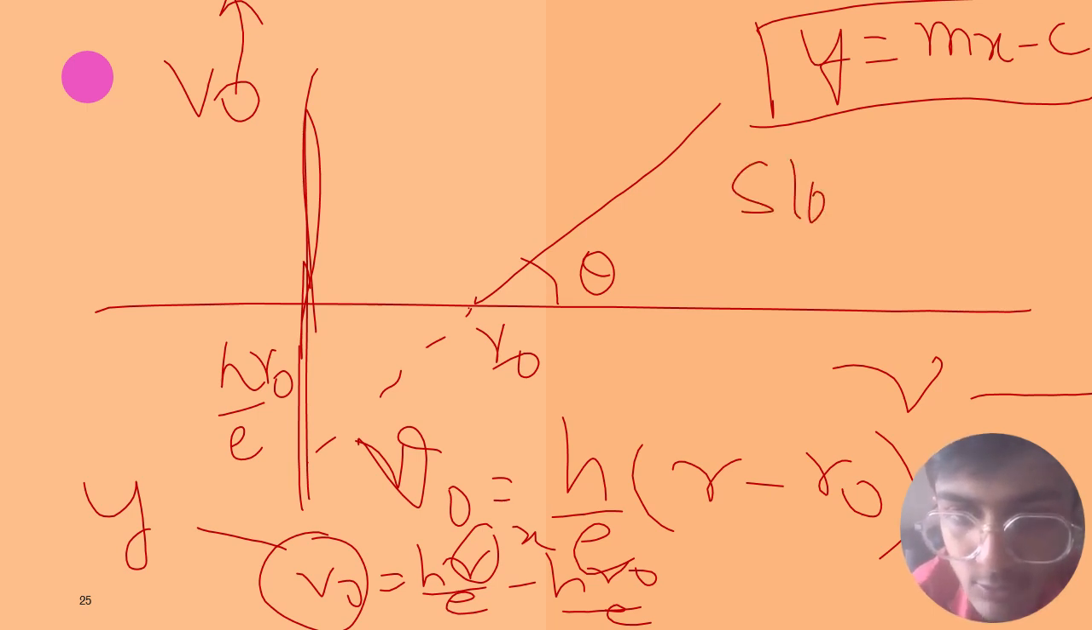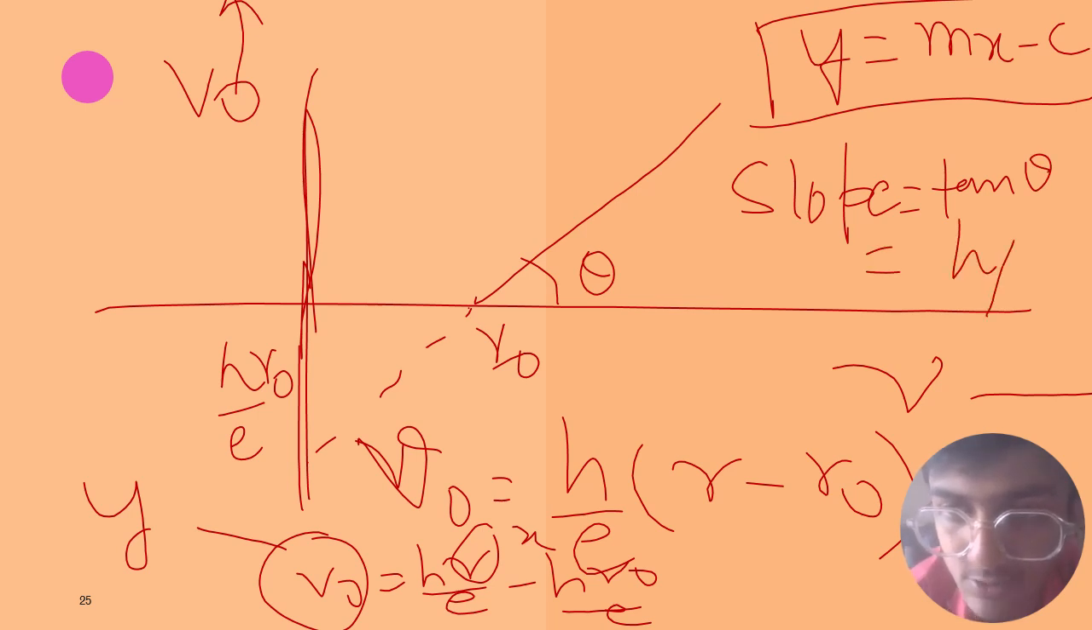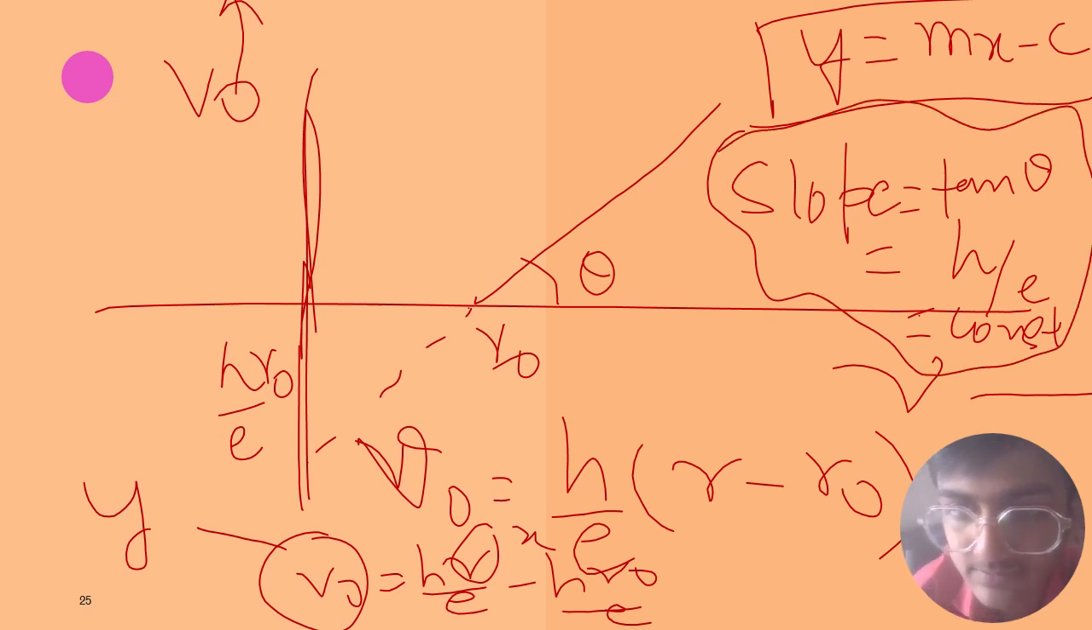So we can write the slope here as tan theta, and that tan theta will be h over e, which is constant. Because h and e are both constants, the slope is constant and uniform. We are getting a uniform graph, no issues at all. So this was the plot of V naught and frequency.